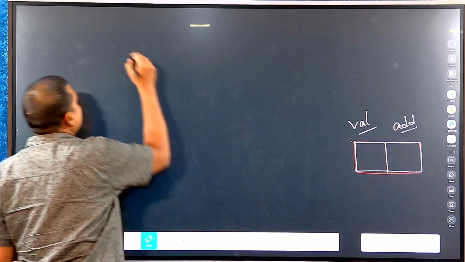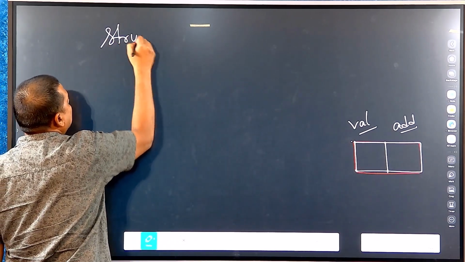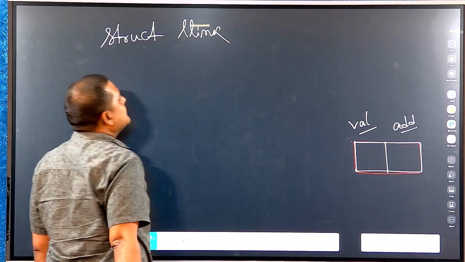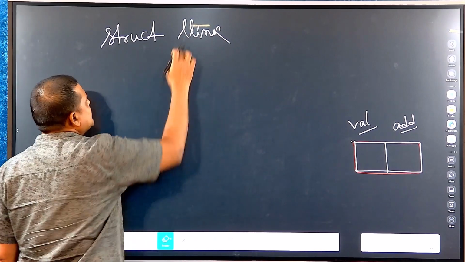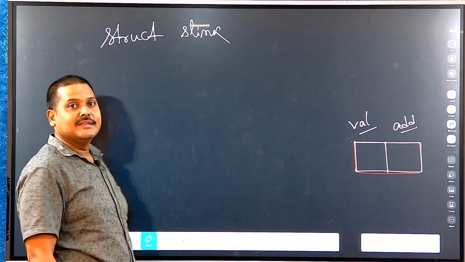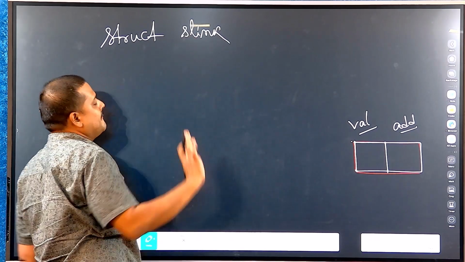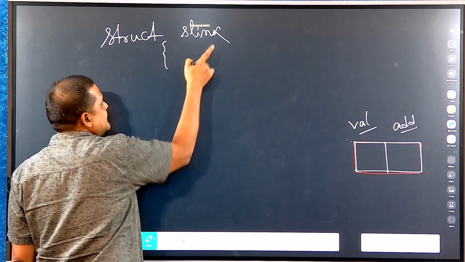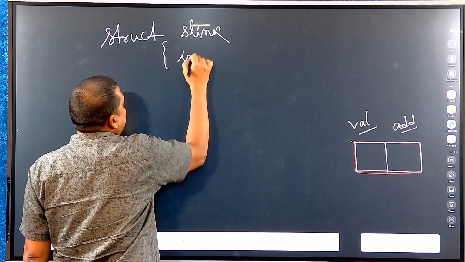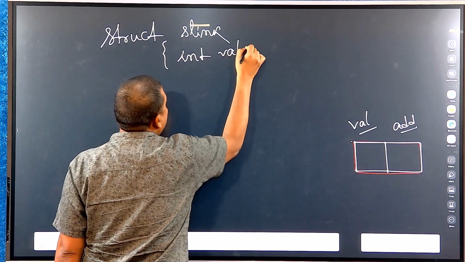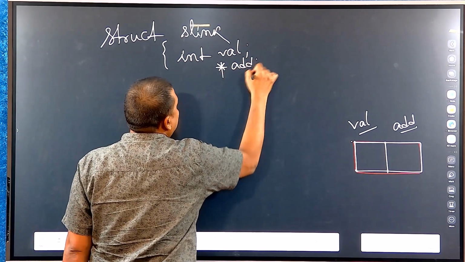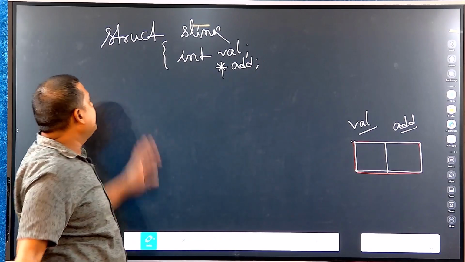So, I am creating here a structure, struct L link, or otherwise I can just give it as single link. I will discuss later why I am using single link, for now just remember this. I have used the name S link, and the variable name I am using is int VAL, and another one is the pointer address, ADD. So, what is the data type of this one, ADD?